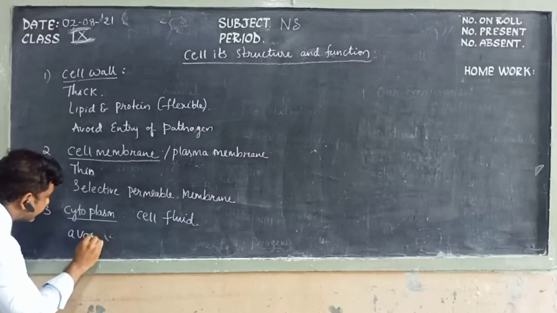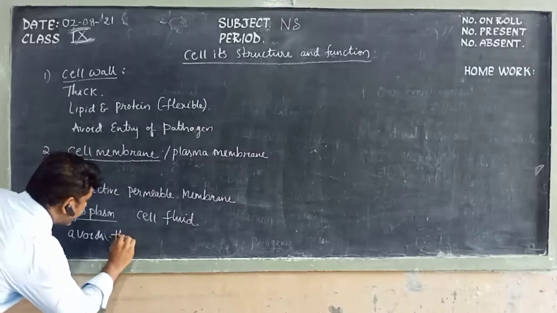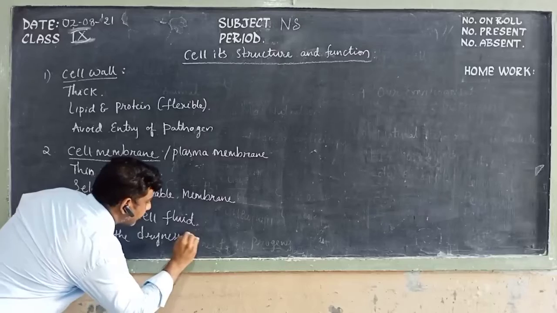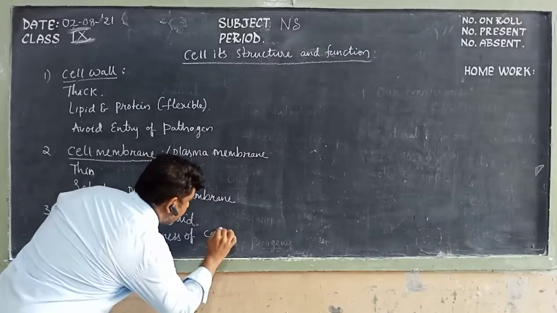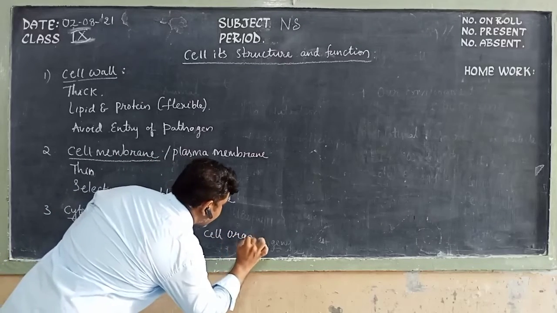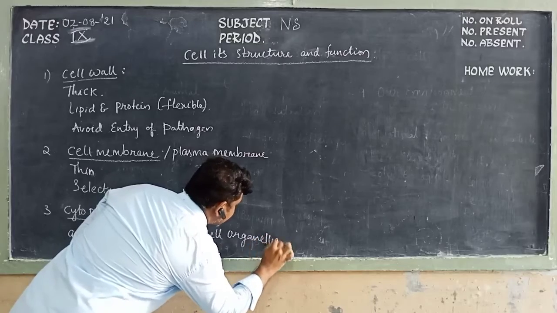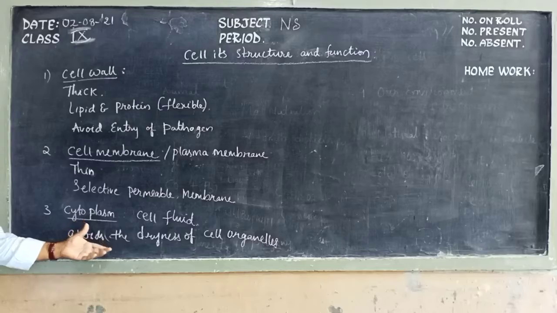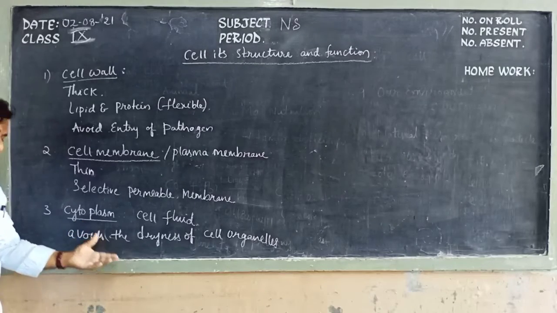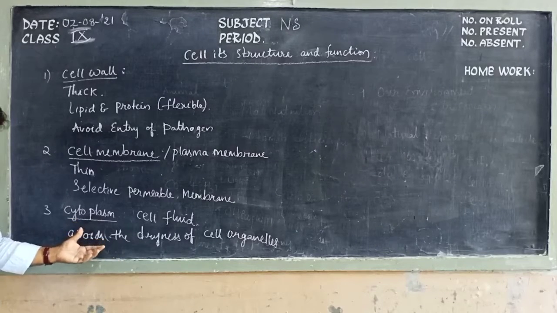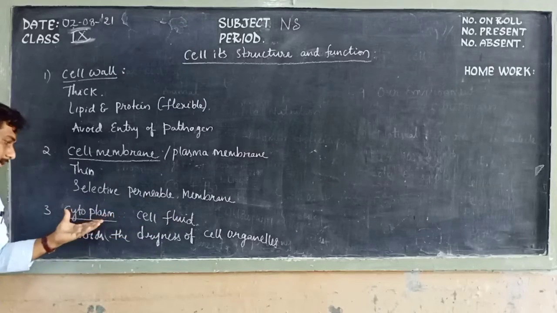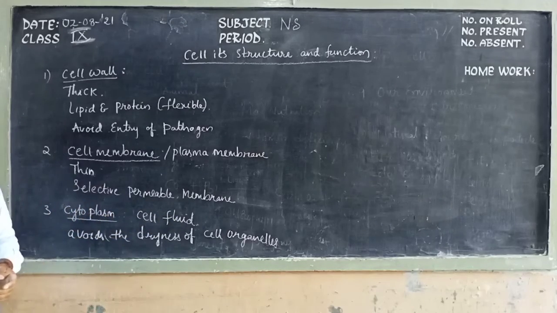It avoids the dryness of other cell organelles, protecting the other cell organelles. All the cell organelles will flow inside the cell fluid, or cytoplasm.